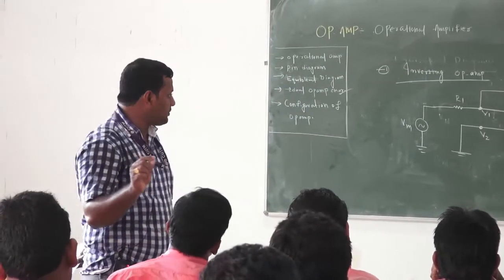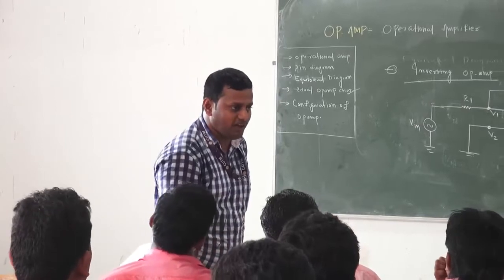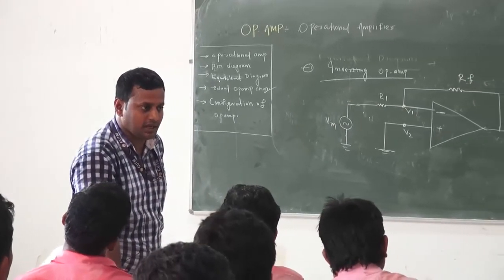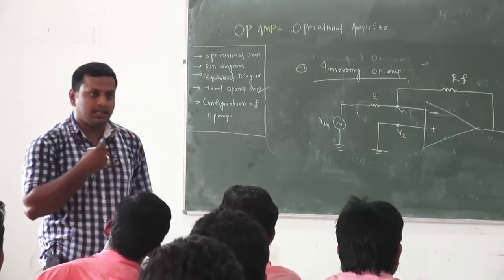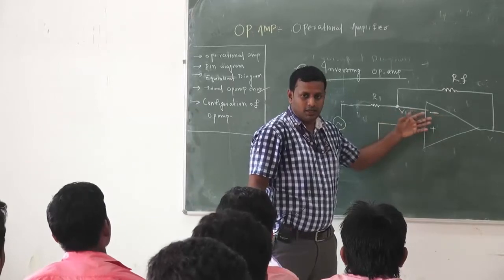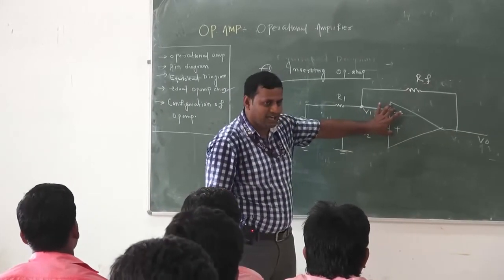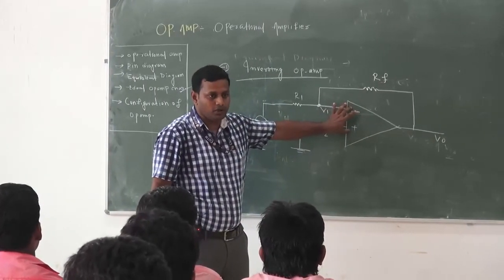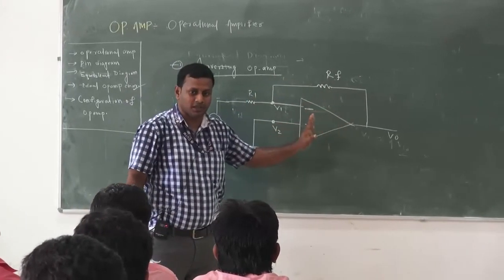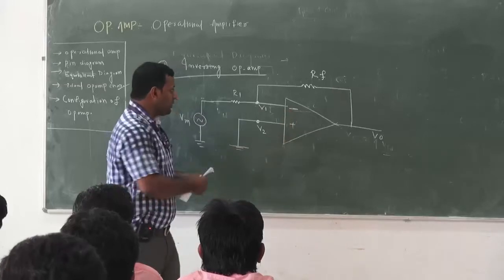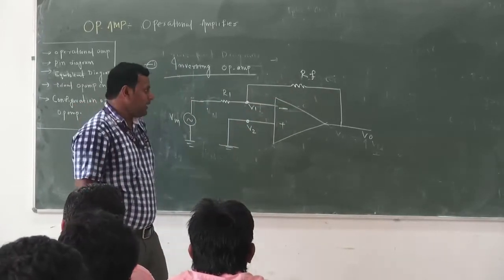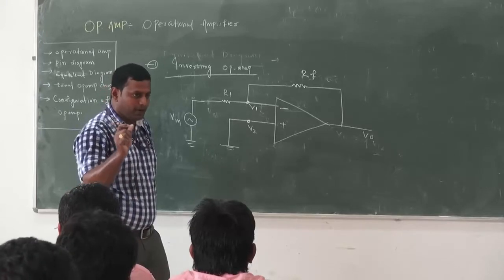Already I discussed the point that an op-amp is a device having very high input impedance, right? That means I can say there is no current inside the op-amp. As it is going to face a high impedance, no current will flow inside the op-amp. So whatever current is generated, all the current will pass over here. That is one point.